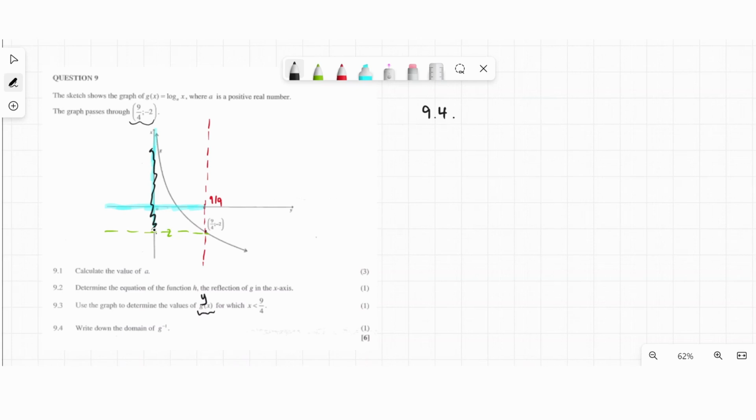Then they say write the domain of the inverse of g of x. This one is g of x. The inverse of that is an exponential, right? The domain of an exponential is, for all the cases, that x is an element of real numbers. Or you could say that x is an element, it goes from -infinity till positive infinity. So one of those two answers is going to be correct.